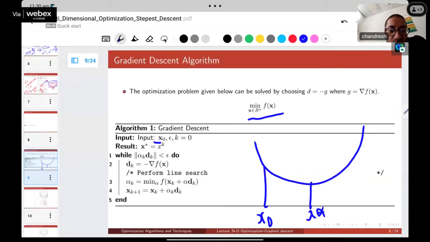So what we are doing is running a while loop or for loop, whatever you want to call it, while the norm of alpha k dk is greater than epsilon. You choose dk, the direction, which is the negative of the gradient of the function. And I have already told you why we are choosing this direction.